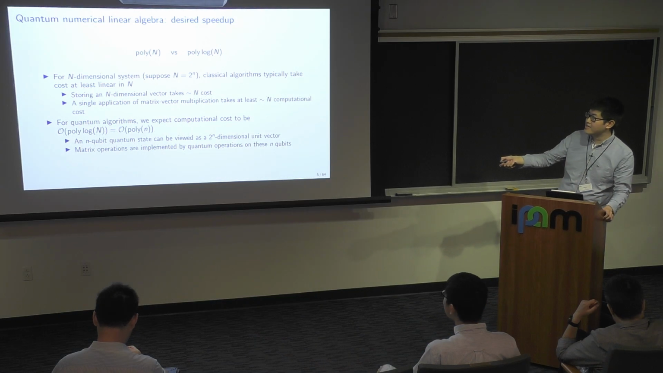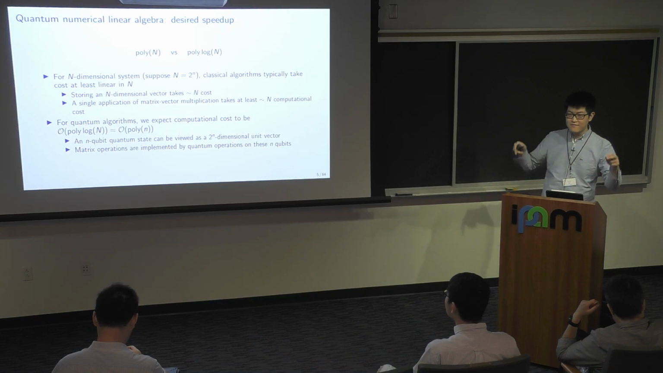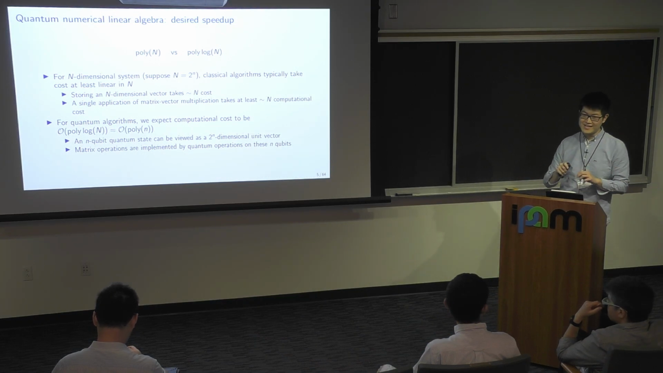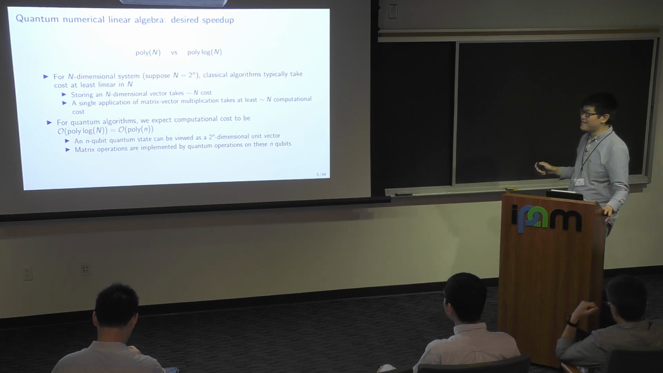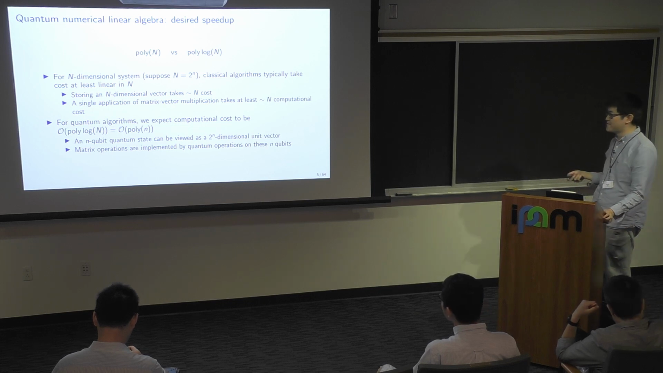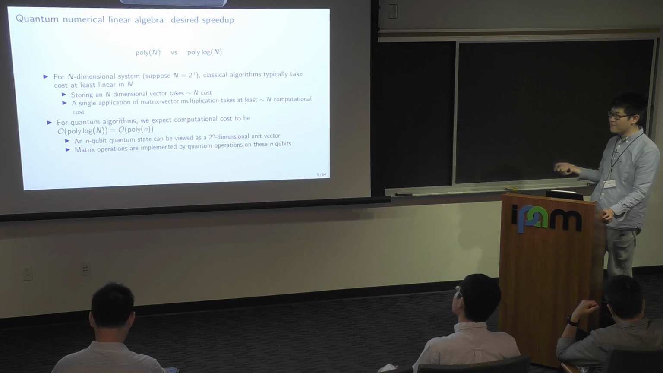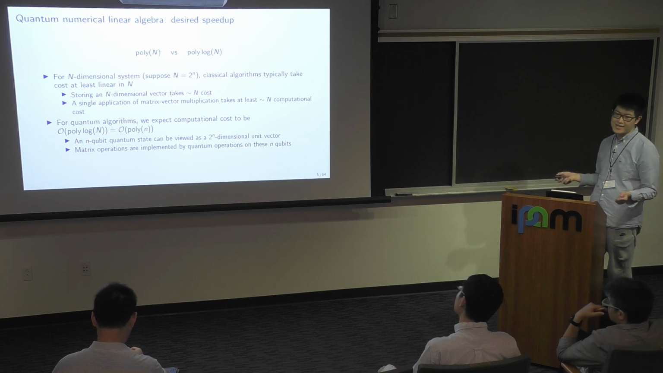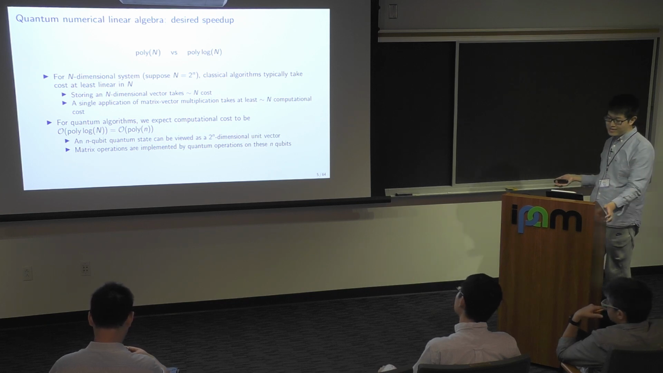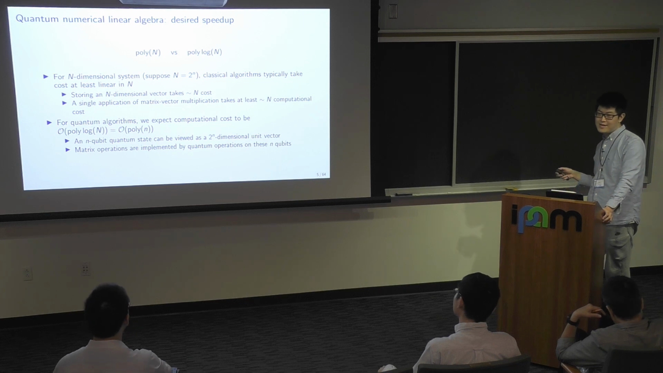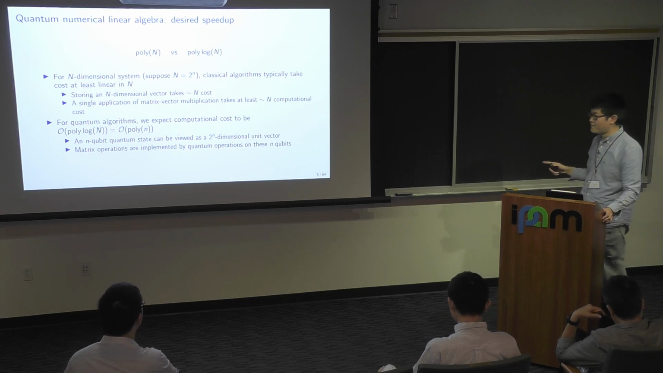Okay, to be polylog in terms of the dimension. From a very high-level, or maybe oversimplified, perspective, this is because of the quantum data structure. For an n-qubit quantum state, it can be viewed as a 2 to the n-dimensional unit vector, and you will see that later if you're not familiar with this.